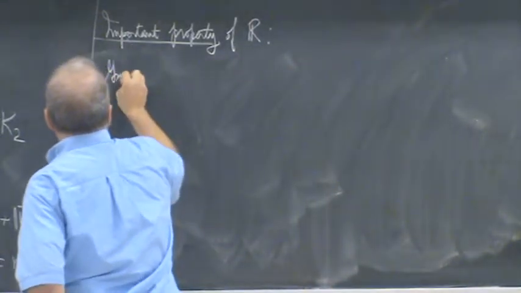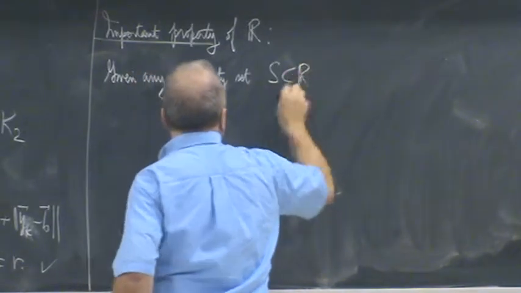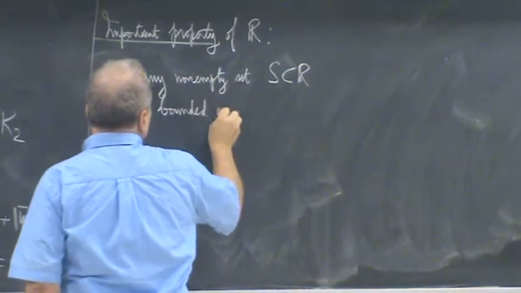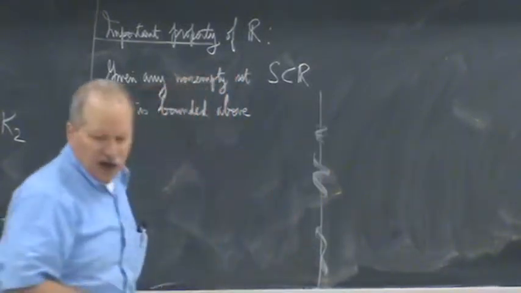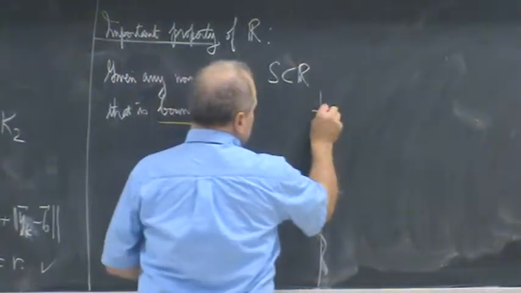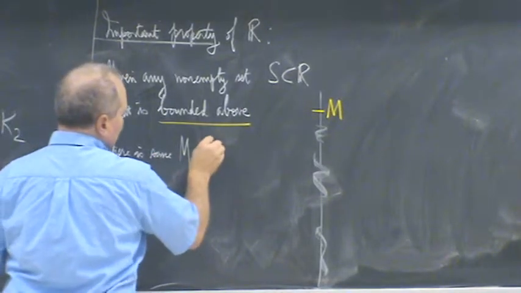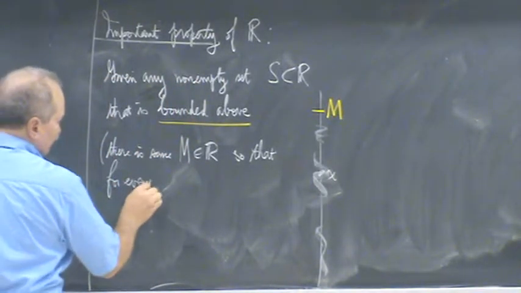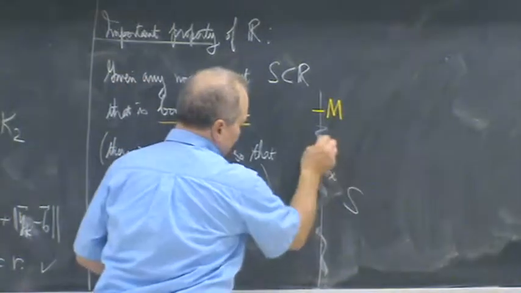So given any non-empty set of real numbers that is bounded above. So I'm going to draw my real number line as we were just saying. You've got some set, whatever it's doing, but it's bounded above. That means, so the official language for that is that there is some number capital M so that all the points in the set, any point X in the set, is less than or equal to M. So all the things in my set S here are beneath M.